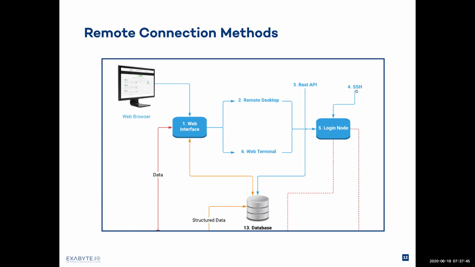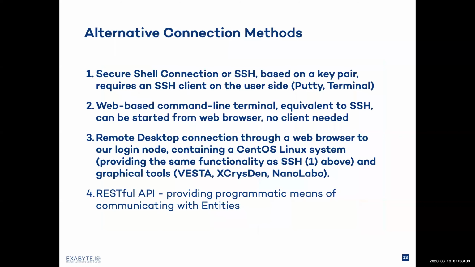There is also a way to connect directly to the login node through a secure shell client, SSH client, and there is a way to communicate directly with a database through the RESTful API. So when we summarize it, today we'll speak about these three connection methods: the secure shell connection, the web-based terminal, and the remote desktop connection. The RESTful API we will leave out from today's discussion.